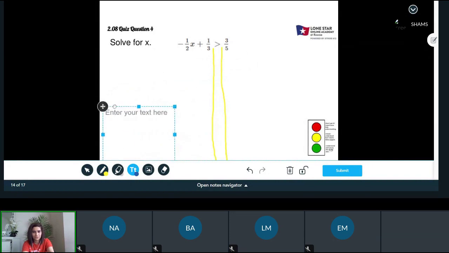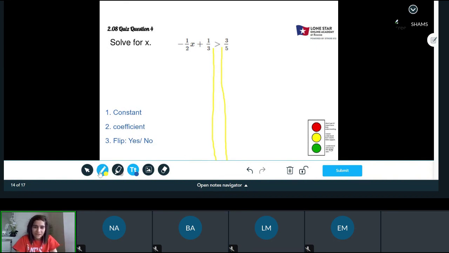Okay. Number 1, as always, I will identify my constant. Number 2, I will identify my coefficient. Number 3, I will decide if I have to flip the inequality symbol or not. Okay, these are the three things. Go ahead, get started, Venus. Welcome to class.